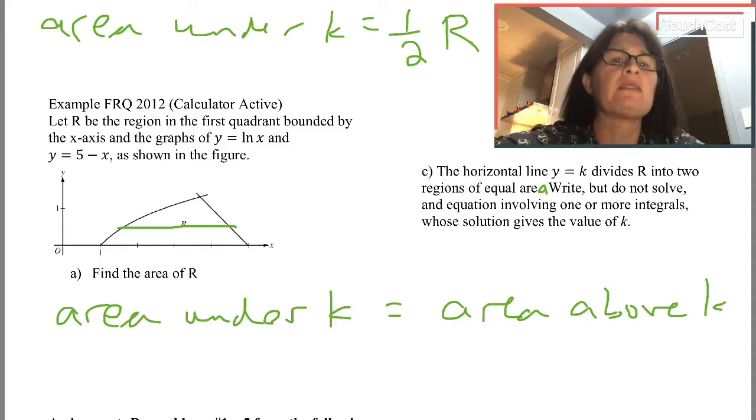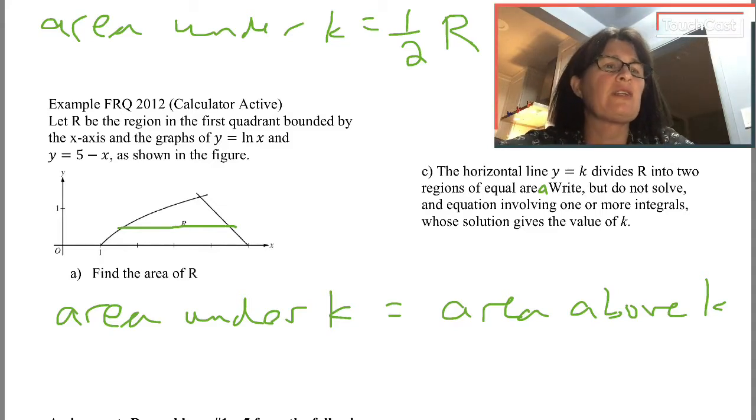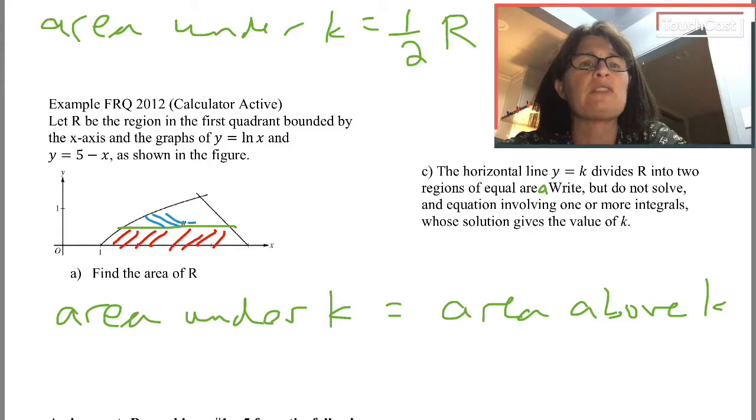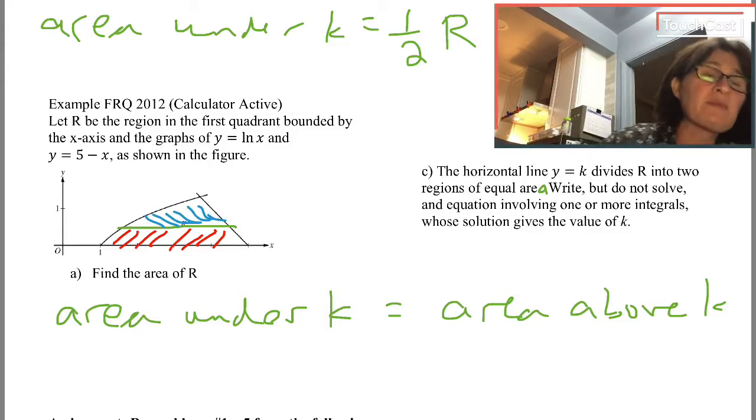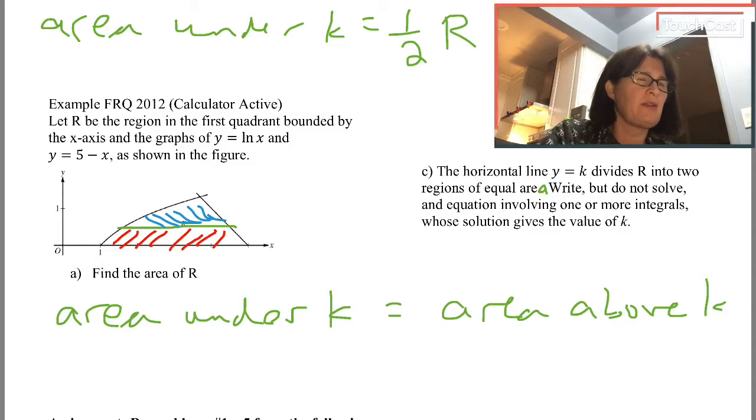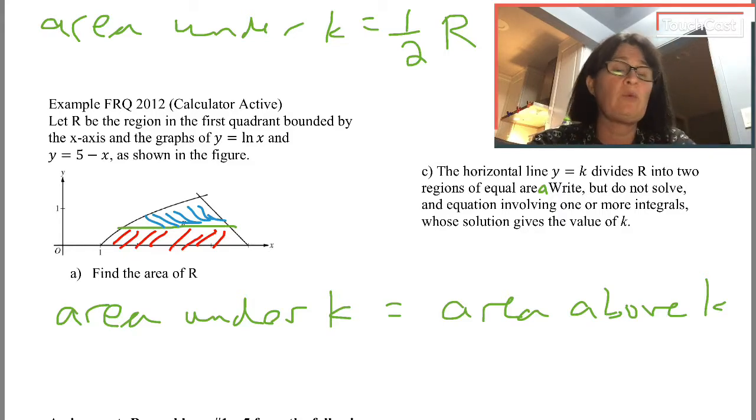So I'm going to write this integral. The area under k is going to equal the area above k. So I'm going to try to translate that into an integral statement. So I want to say that what I just colored in red has the same area as what I just colored in blue. This is going to be much easier. It might only be possible, actually, if we think about integrating with respect to y. So let me get this out of the way.